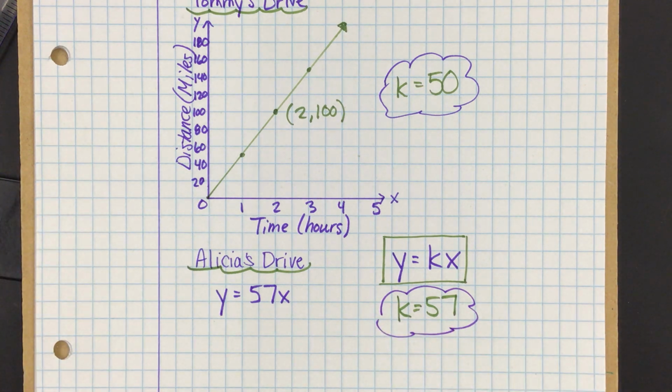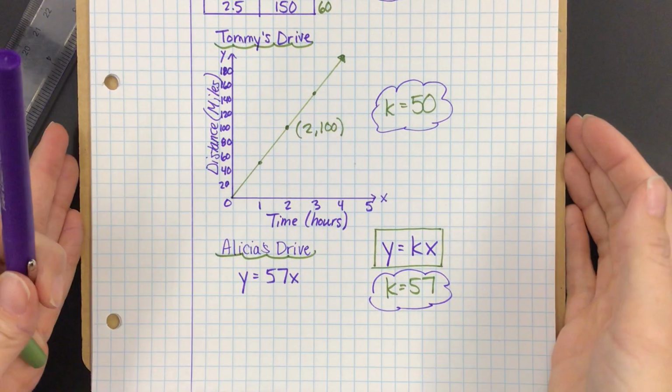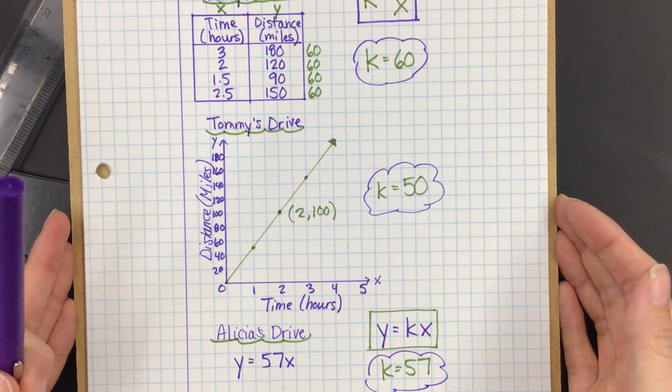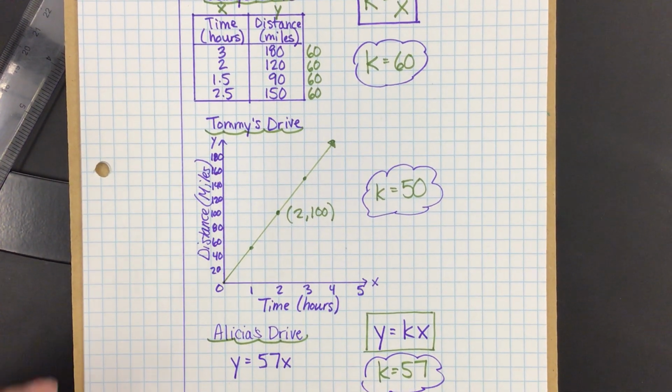Okay, now I have some questions for you. I'm going to zoom out a little bit so we can see all three friends. Okay, you have Daisy, Tommy, and Alicia. Who drives the fastest? Daisy, and how do you know? Because she drives 60 miles and everyone else drives less than 60 miles. Who's going to say that?